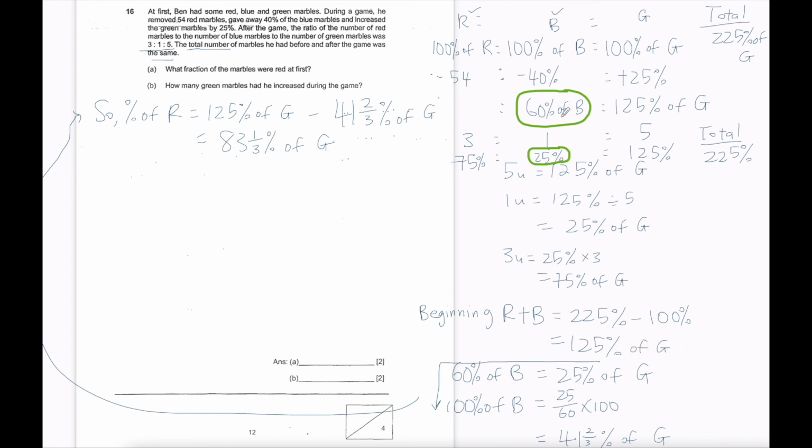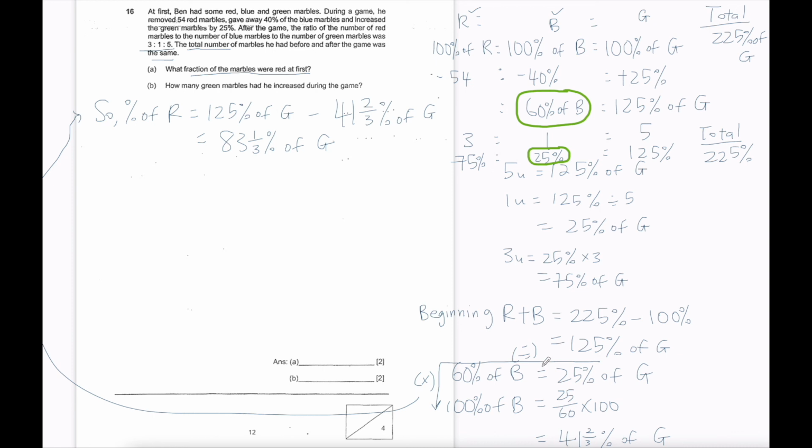Okay, and over here we found out that there's 60% of blue left, and this 60% of blue is actually 25% of green, which is what you're seeing here. 60% of blue equals to 25% of green. Okay, so then I need to find out how much they have at first, because what fraction of the marbles were red at first, correct?